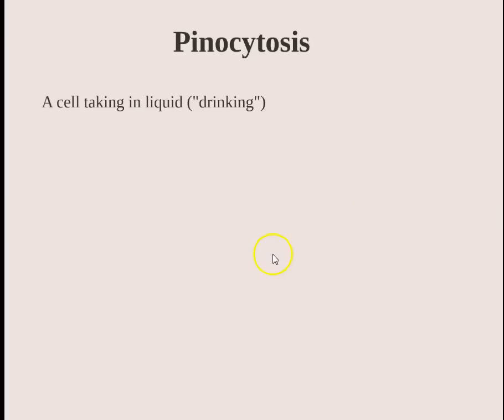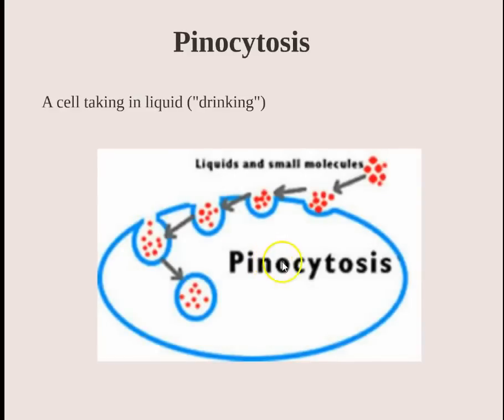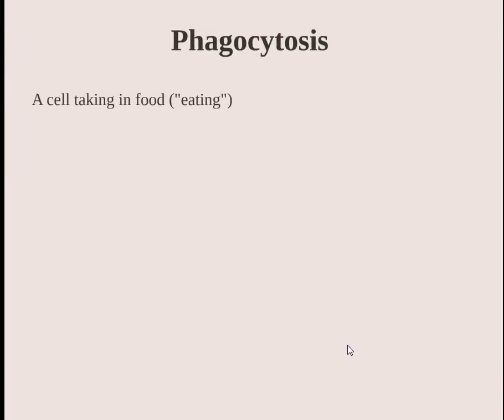But they are related because it has to do with water. A cell is taking in liquid. It is drinking. So here you can see liquids and other small molecules, but mostly going into the cell there, pinocytosis. Next up, phagocytosis. This is a general term for when a cell is taking in food.